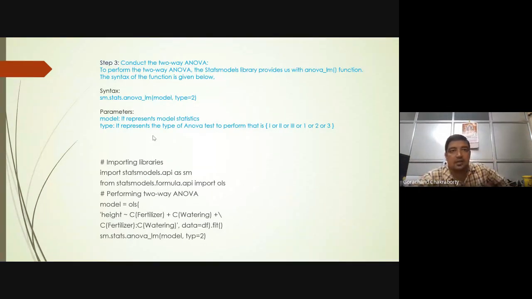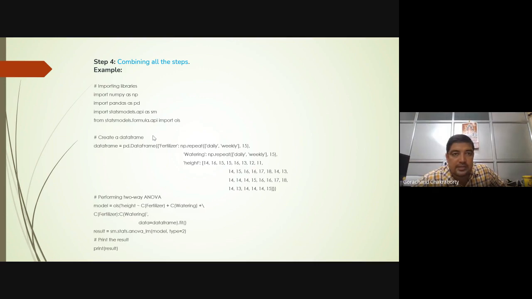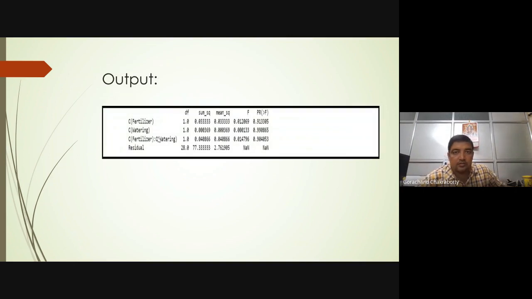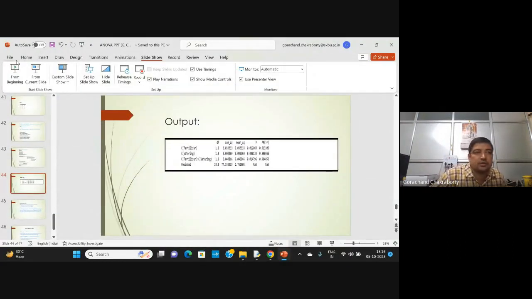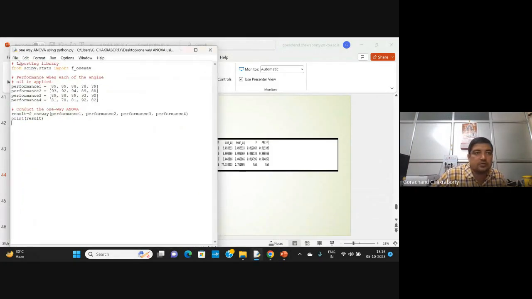Now step 3, conduct the two-way ANOVA. To perform the two-way ANOVA, the statsmodels library provides us with the anova_lm function. The syntax of the function is given below. Syntax already we have executed, and combining all these steps, we are getting this code. So if we run, then we are getting this output. So see this output from here also.